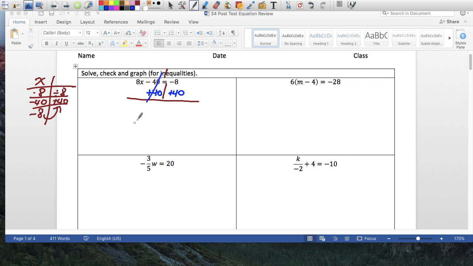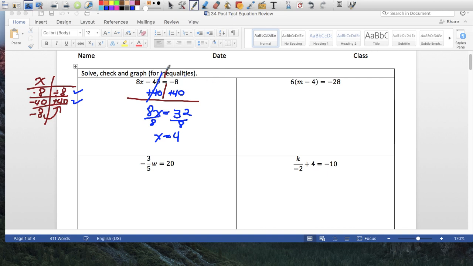So these two cross out because it becomes 0. 8x comes down. Negative 8 plus 40, you're going to have a calculator, so use it. Negative 8 plus 40 is 32, positive. That's done. Check. We're going to divide both sides by 8. And x equals 4. So we need to check.